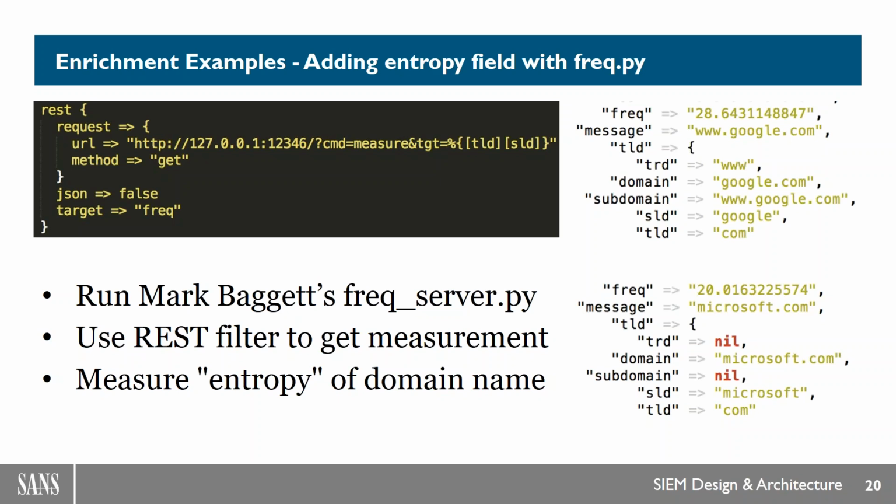So that's the block that it uses to make the REST call inside the Logstash config. It's pretty easy. And then it puts in that freq field on the top there. So we see for Google it's 28, and for Microsoft it's 20. The idea with this is the lower the number, the more odd that that particular string is, and we'll see that come back in a second.